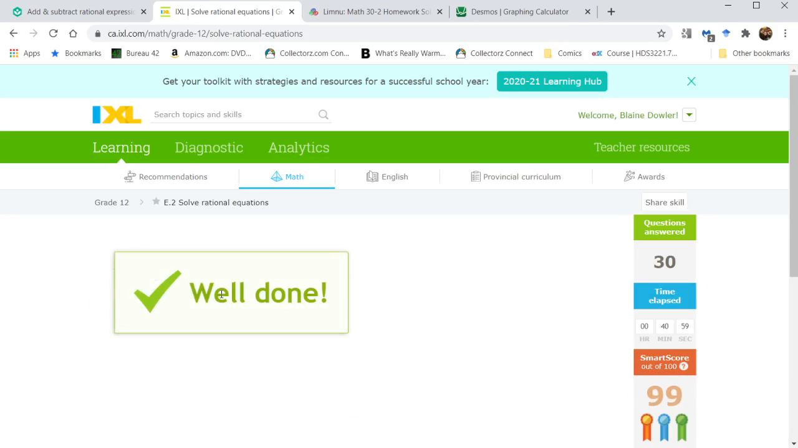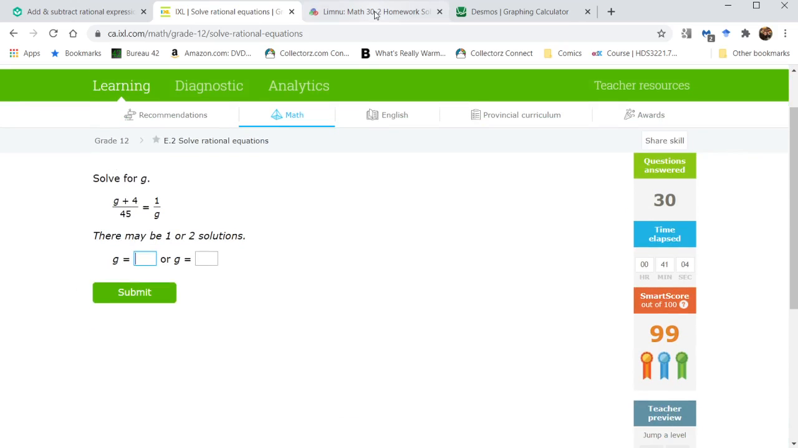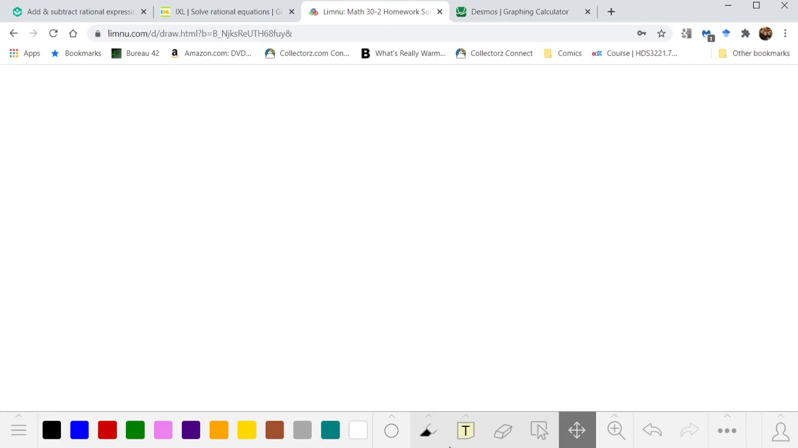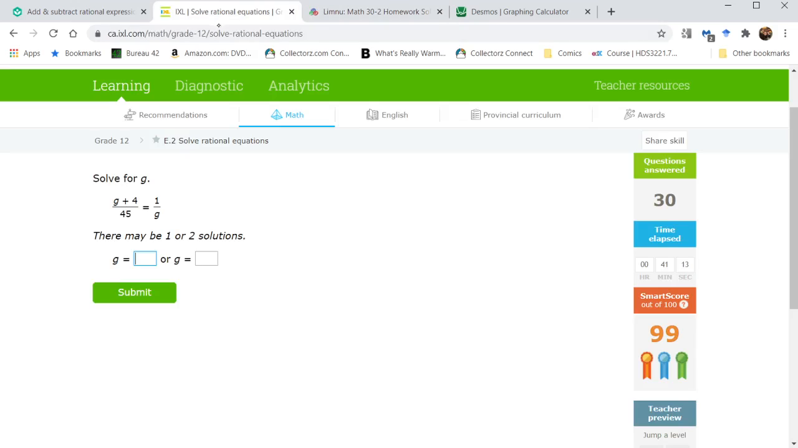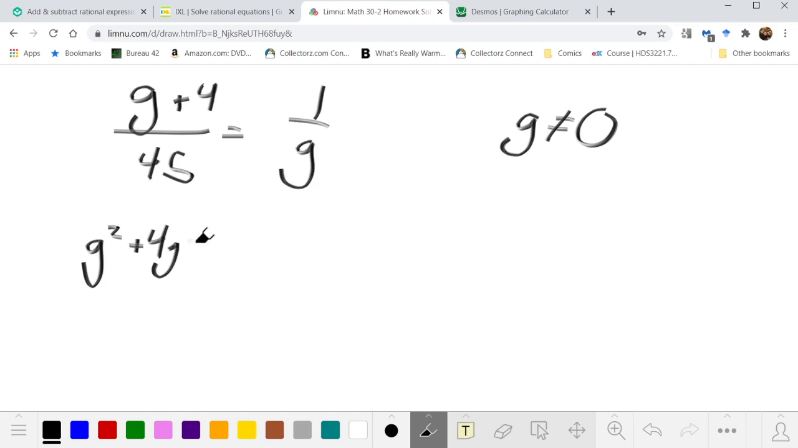Seems to be taking a long time. There we go. And hopefully last one, g plus 4 over 45 equals 1 over g. So g cannot be 0. I'm thinking it's probably going to be some combination of 5 and 9 because they are 4 units apart and work out to 45. We have g squared plus 4g equals 45.